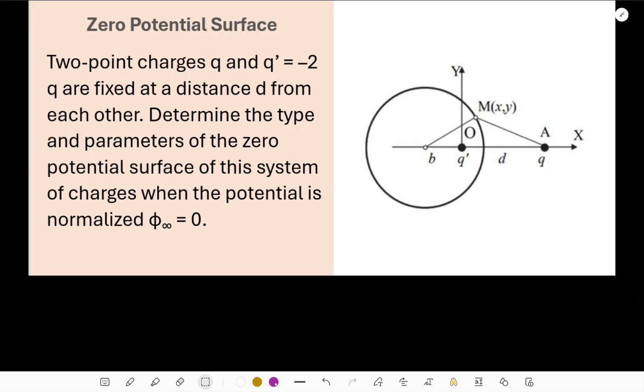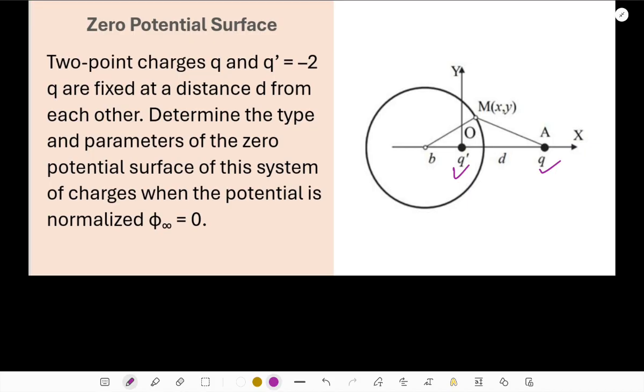And there are two charges. This is minus 2q and this is q. And the kind of zero potential surface they create, yeah, zero potential surface they create. So what can it be?